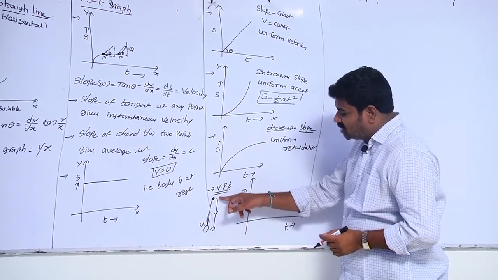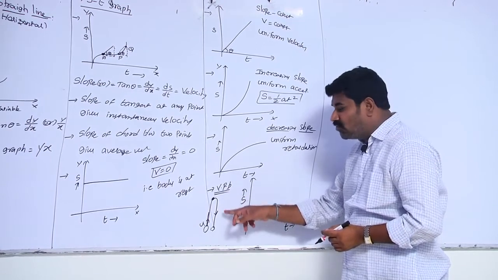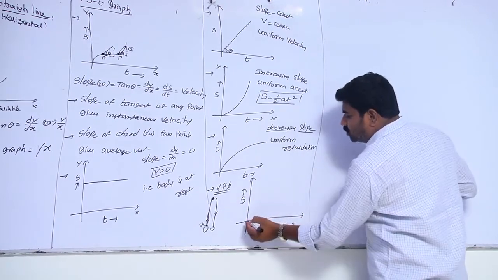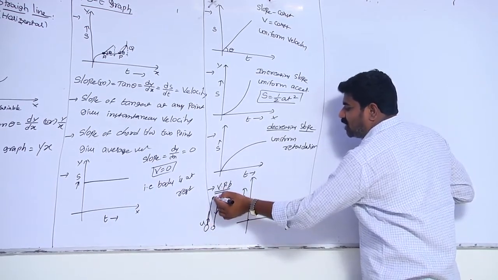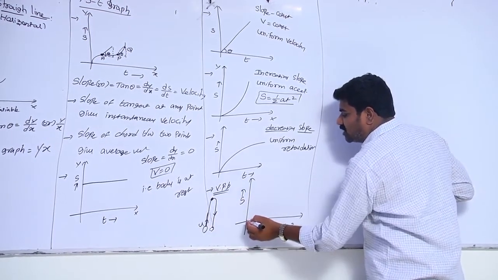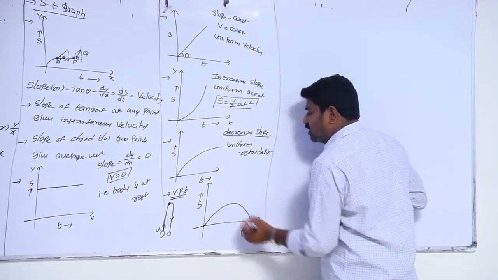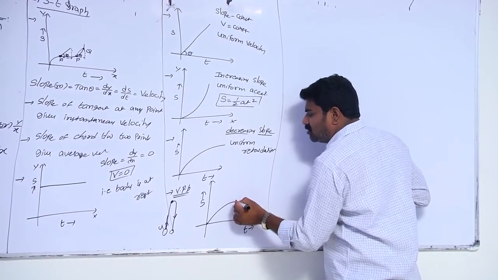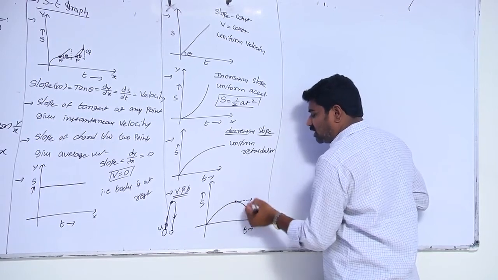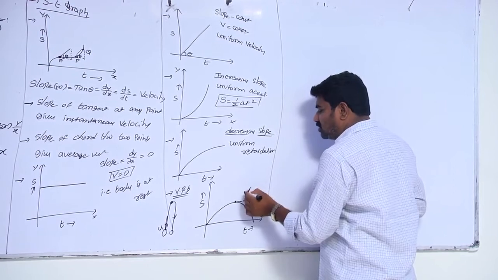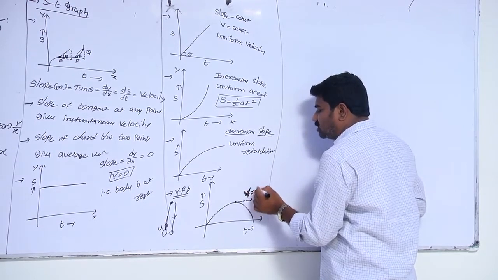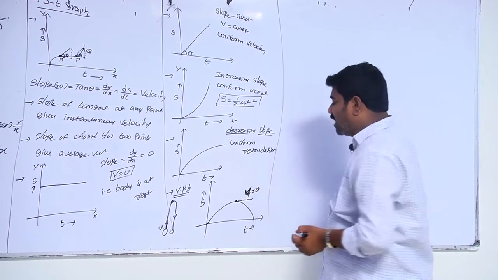And after that, when it is moving downwards, that is the uniform accelerated motion. So here, as time increases, first displacement increases, and after that displacement decreases. At maximum height, what is the velocity? The vertical velocity is equal to 0. Velocity is equal to 0 at the maximum height.